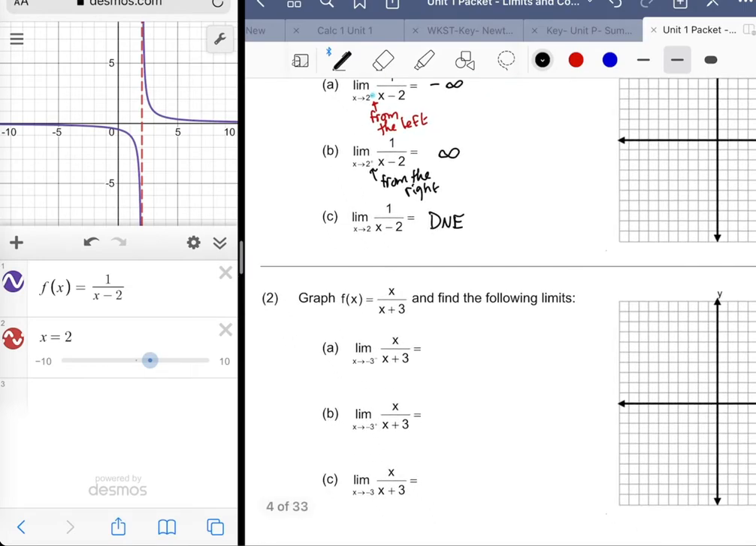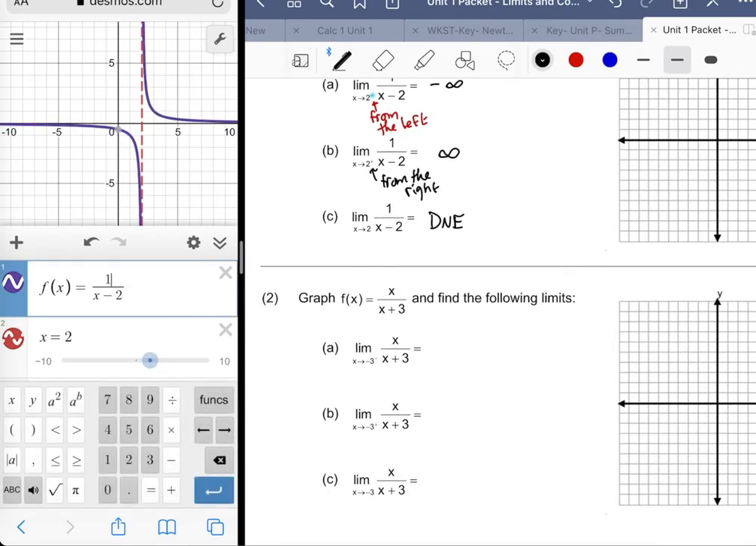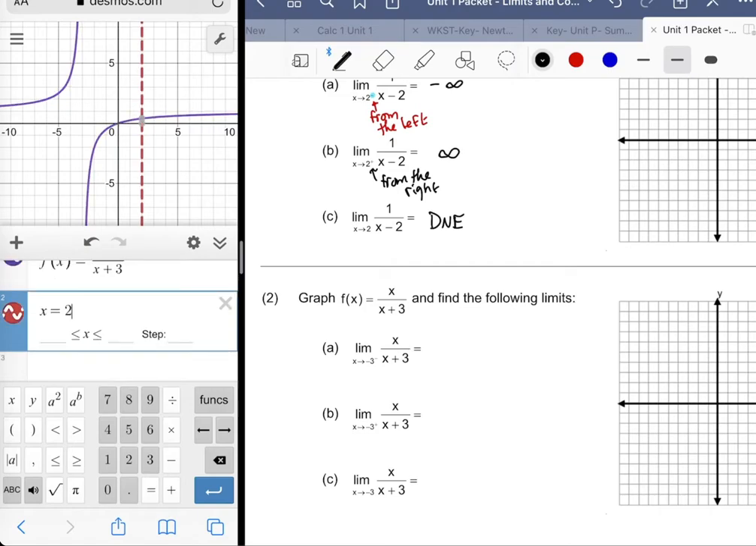All right. So then when you follow this same technique, looking at the next problem, x over x plus 3, we have an asymptote at x equals negative 3 this time.